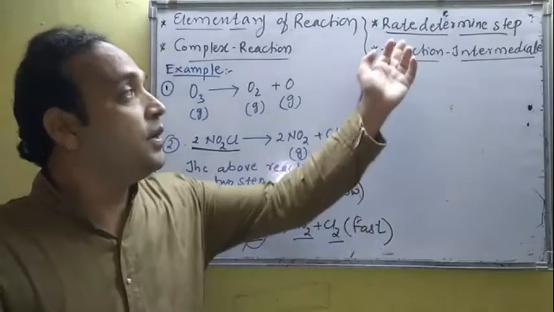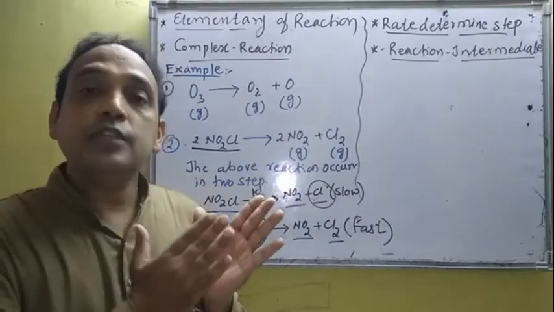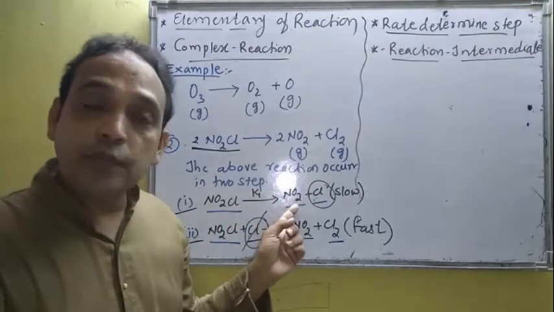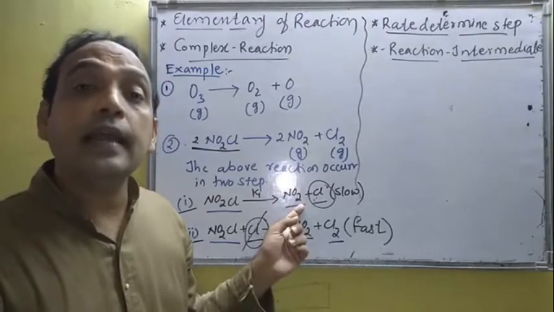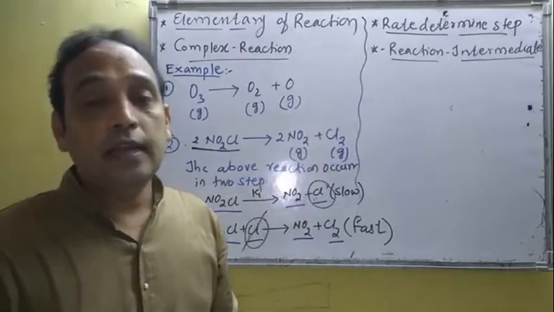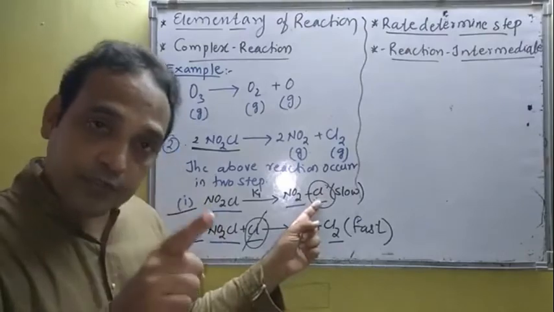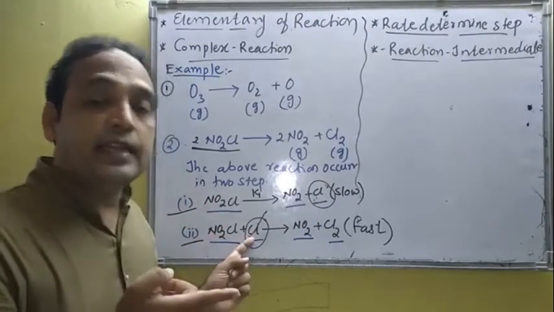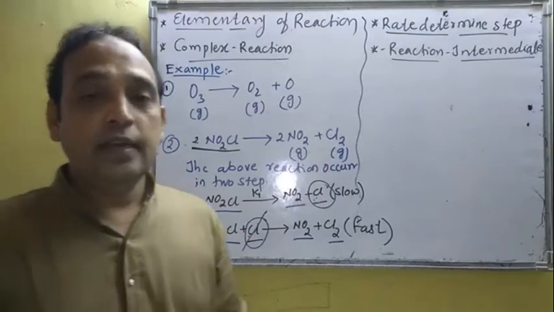Now the third one is the rate determining step. In a complex reaction, a series of elementary reactions take place in which one step is slower than the other steps. So this slow step is called the rate determining step. And the next one is reaction intermediate. And what is a reaction intermediate? The species formed in the first step and disappeared in the second step, that species is called a reaction intermediate.